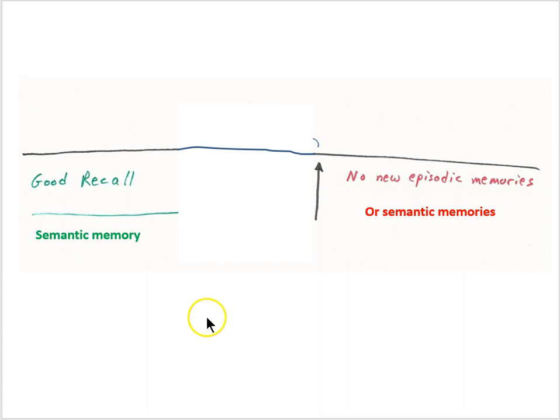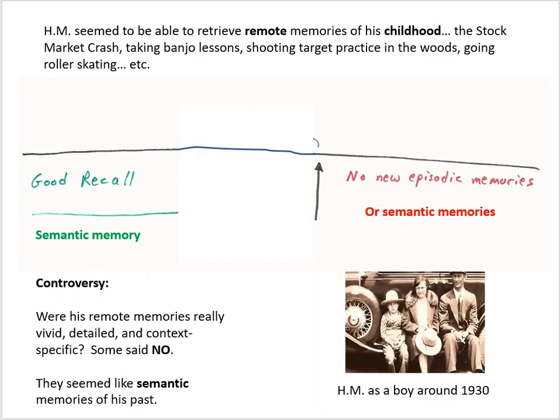Interestingly, H.M. did seem to be able to describe episodes in his early life, his life as a child. And so it seemed on the surface that he was retrieving episodic memories. So he could remember, for example, the stock market crash, or taking banjo lessons, or shooting target practice in the woods, or going roller skating as a child. This, by the way, is H.M. as a boy around 1930. So it seemed that he was also able to retrieve episodic memories from remote times.